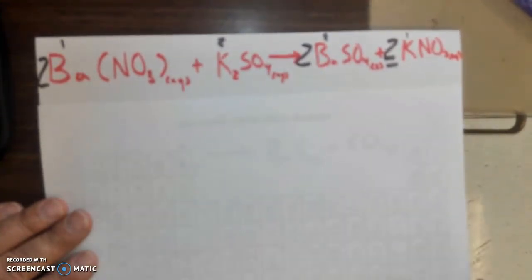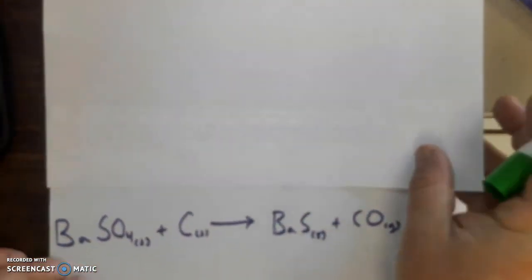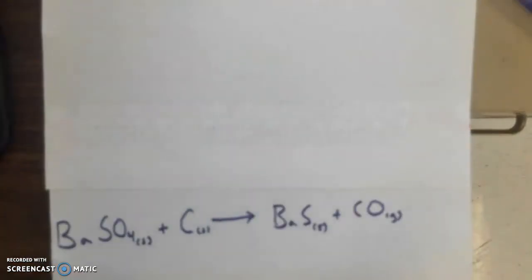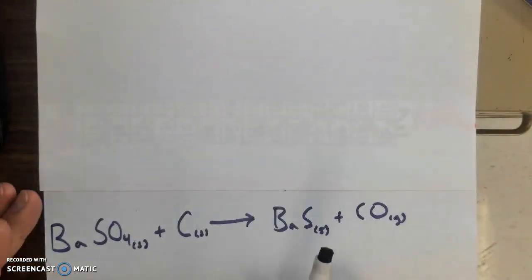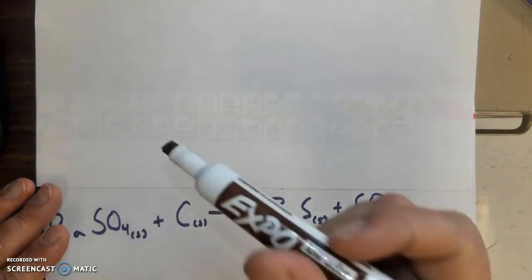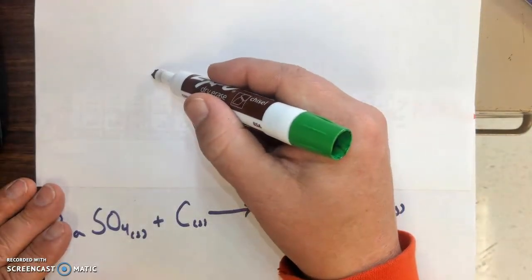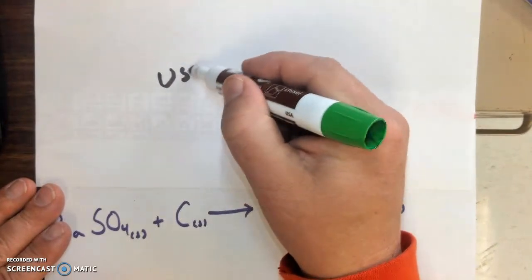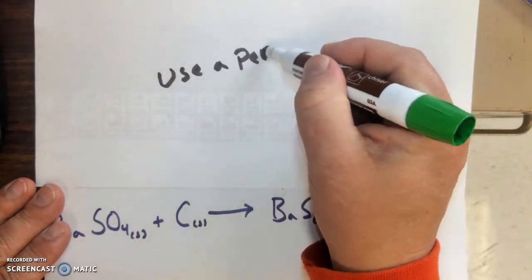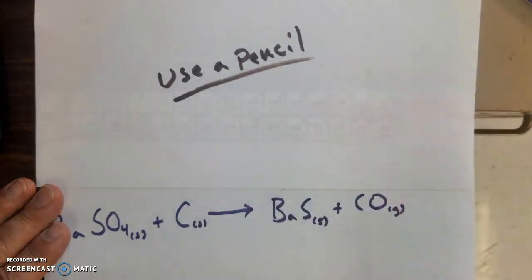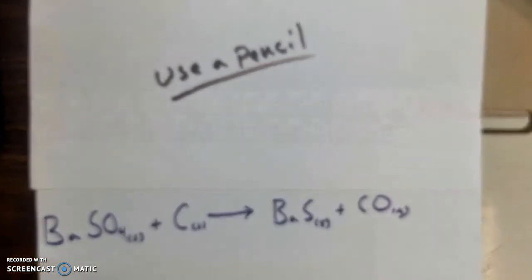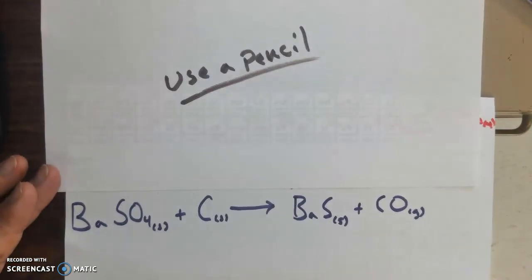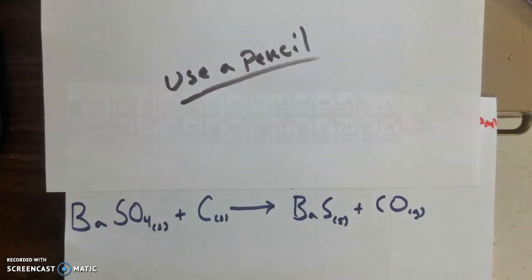Okay. So balancing chemical reactions. Let's try one that's a little bit easier. Okay, I forgot rule number 3, and I'm going to write rule number 3 down. Rule number 3 is use a pencil, because you can erase a pencil. And when you're balancing chemical reactions, you definitely want to use something that you can erase. Now I'm using a pen so that it shows up really good in this video, but you want to use a pencil.